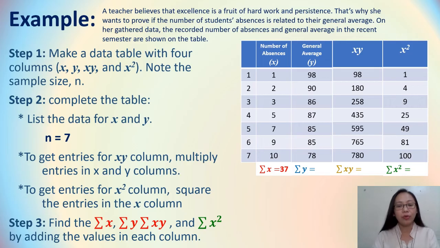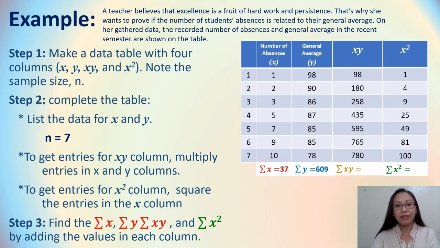That will give you 37. For summation of y, we have to add the entries for the y column. We have 98 plus 90 plus 86 plus 87 plus 85 plus 85 plus 78, and that is equal to 609.